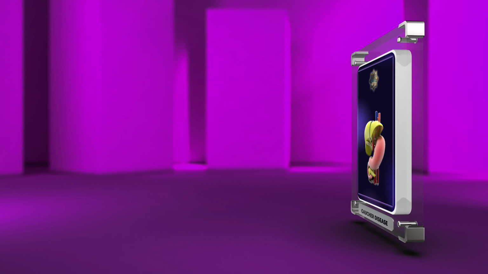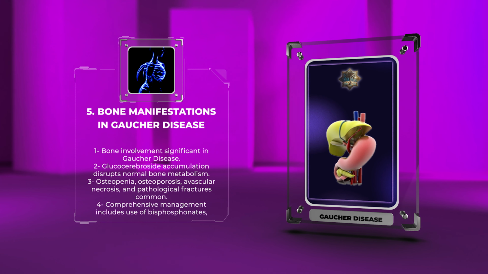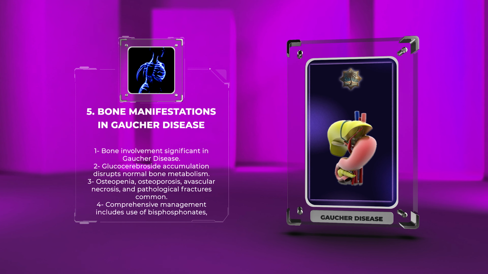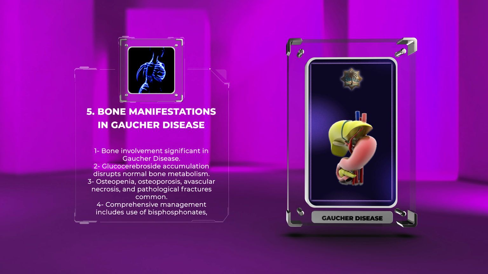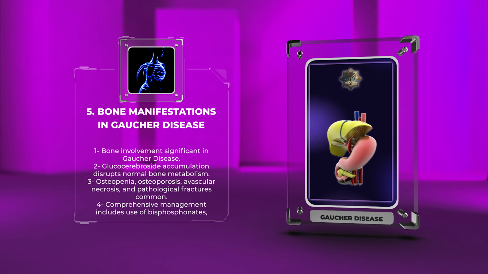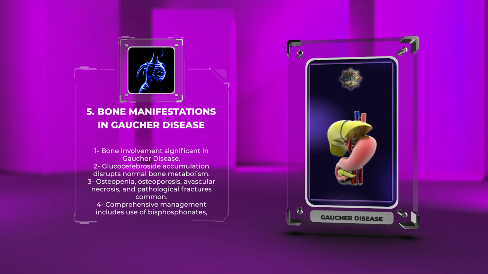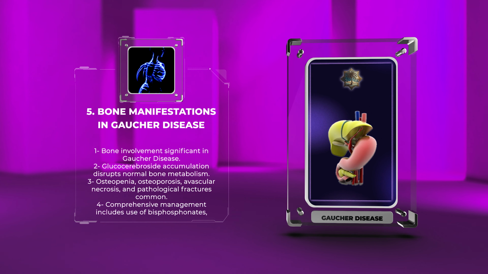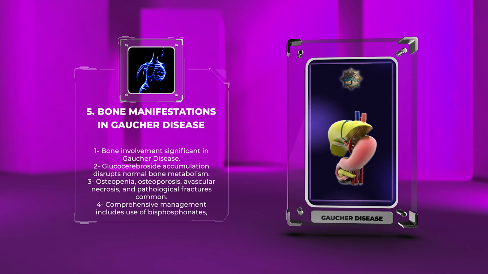Bone involvement is a significant hallmark of Gaucher disease. The accumulation of glucocerebroside within osteoblasts and osteoclasts disrupts normal bone metabolism, leading to osteopenia, osteoporosis, avascular necrosis, and pathological fractures. Gaucher-related bone disease often requires comprehensive management, including the use of bisphosphonates for bone pain, orthopedic interventions for fractures, and regular monitoring of bone mineral density.